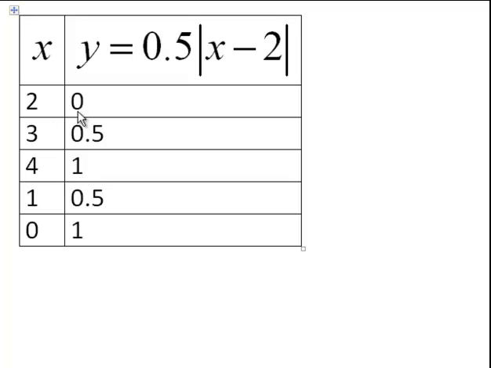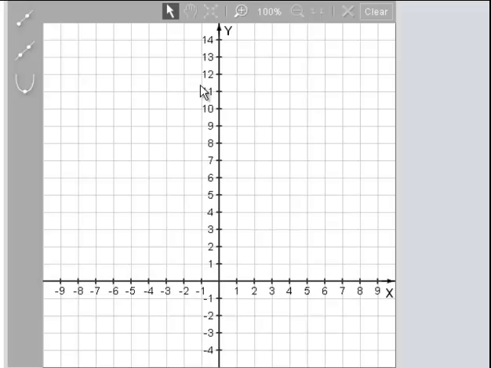If we start from (2, 0) and go one step to the left, when x is 1, y is 0.5. So we went one step to the left and up 0.5. We go another step to the left, and we're going to go up another 0.5, a linear change in this direction. Now we have some choices.